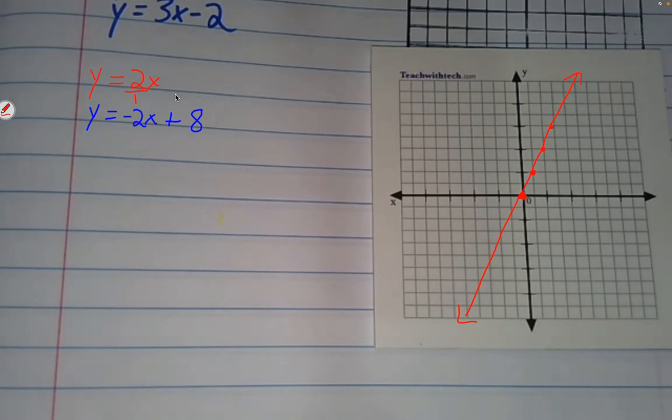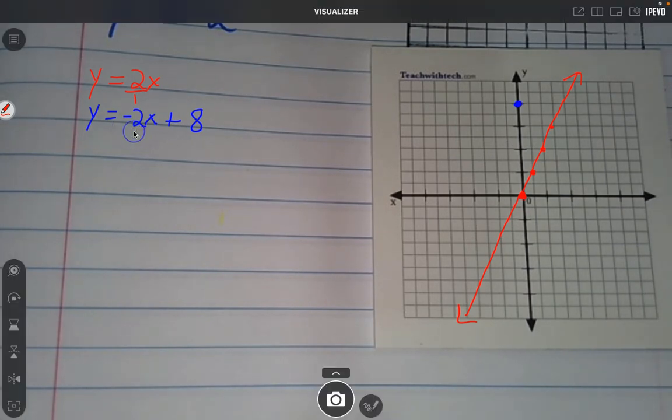The other one, what's my starting point? 8. It says, okay, you're not going to start at the origin, you're going to go up 8. So that's what I'm going to do. I'm going to go up 1, 2, 3, 4, 5, 6, 7, 8. There we go. And from there, where do I go? What's that -2 mean? Down 2 over 1. Down 2 over 1. You can make several points if you need to.